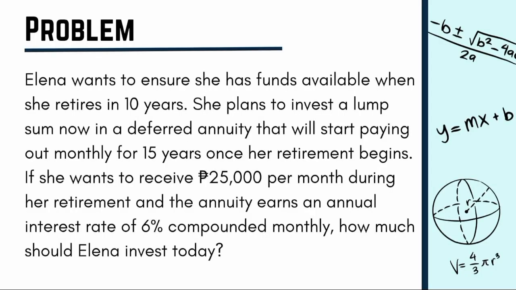So, the problem here is, Elena wants to ensure she has funds available when she retires in 10 years. She plans to invest a lump sum now in a deferred annuity that will start paying out monthly for 15 years once her retirement begins. If she wants to receive 25,000 pesos per month during her retirement, and the annuity earns an annual interest rate of 6% compounded monthly, how much should Elena invest today?